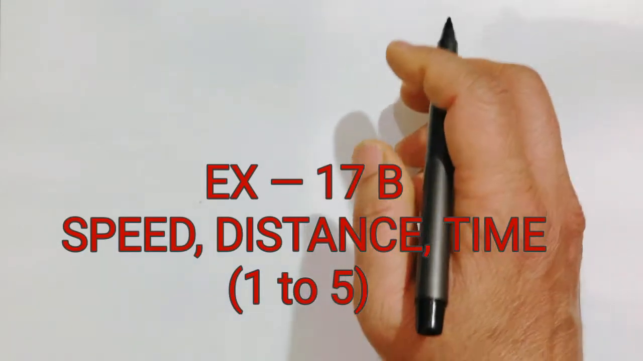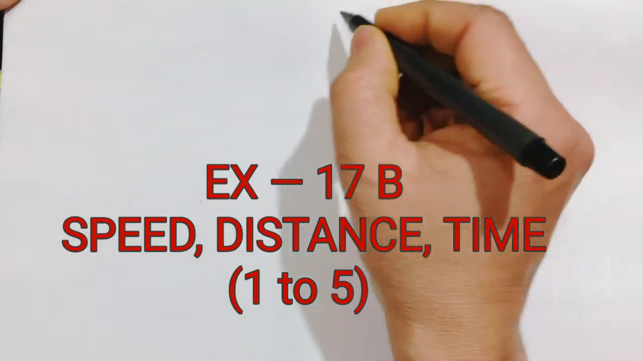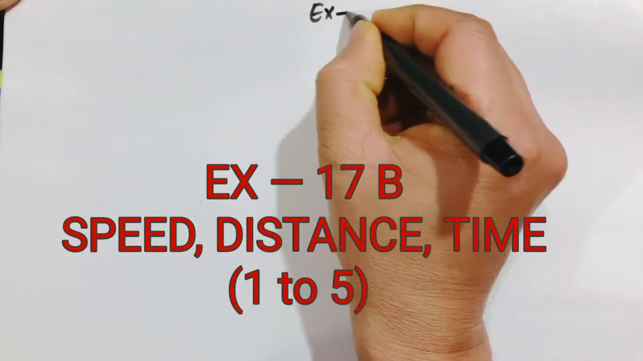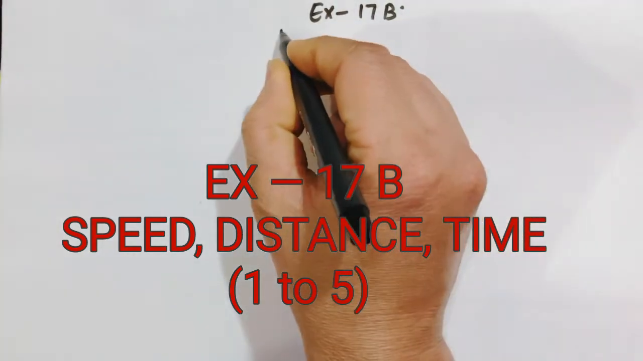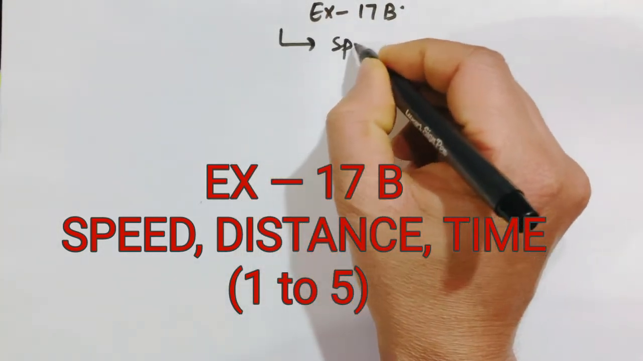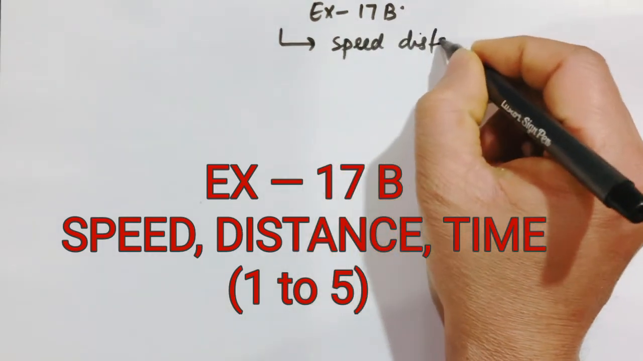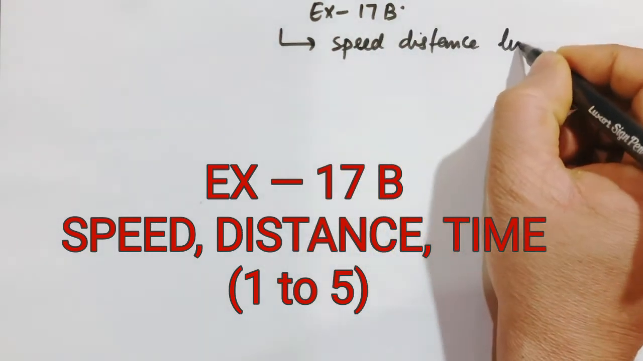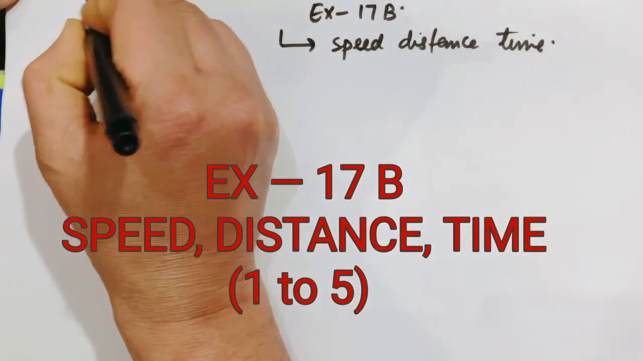So where are we? We are at home. We are in exercise 17B, and we are dealing with speed, distance, time. This is for class 6.